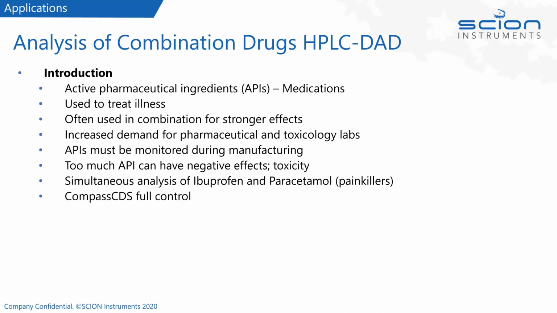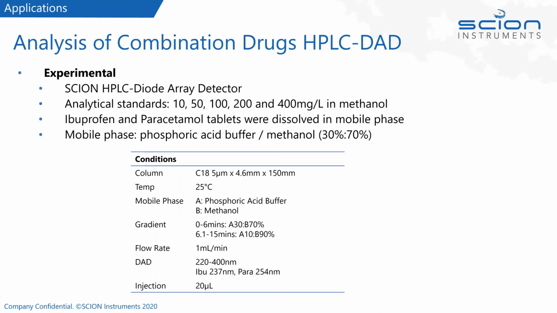So what we've done here is we looked at a combination over-the-counter medication, which was containing ibuprofen and paracetamol, common painkillers. We've done it on our LC, and as I said, it does have full Compass control. So when we look at our experiment, the analytical standards were prepared at 5 concentrations to give a wide linear range, and it was just in standard methanol. We did buy the tablets from over the counter and we ground them down to a fine powder. We diluted them in 200 ml of the mobile phase before we centrifuged them and filtered them ready for injection.